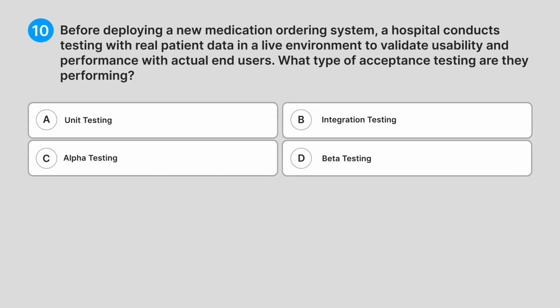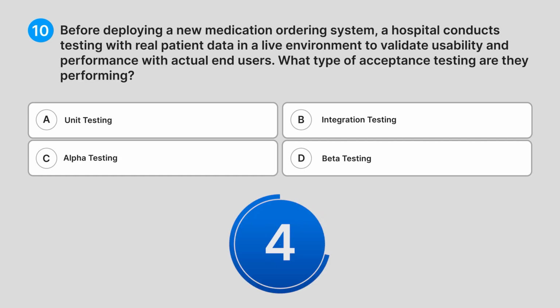10. Before deploying a new medication ordering system, a hospital conducts testing with real patient data in a live environment to validate usability and performance with actual end users. What type of acceptance testing are they performing? A. Unit testing. B. Integration testing. C. Alpha testing. D. Beta testing. Do you know the answer?